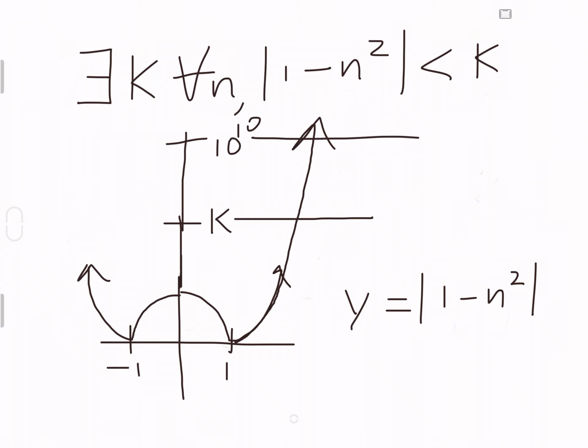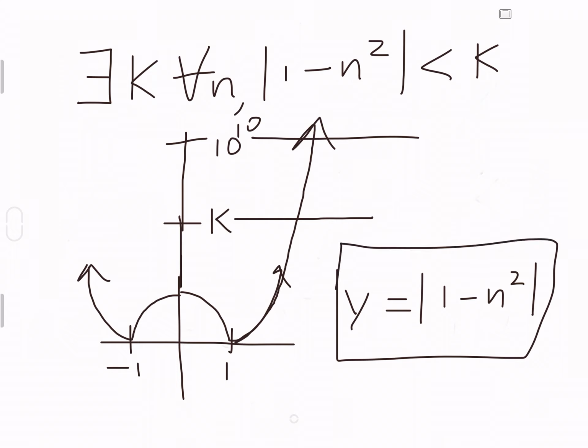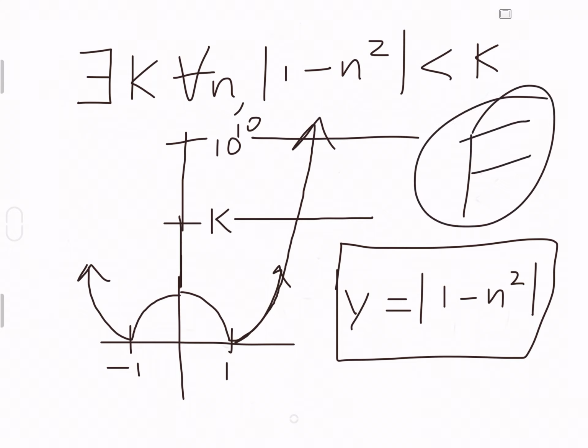So there doesn't exist a k such that this function is bounded. This is unbounded. It's not bounded above. This function is not bounded above. And so if I was to give an explanation for why this is false, I would say not bounded above.